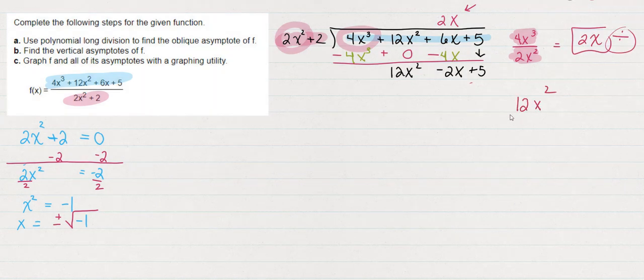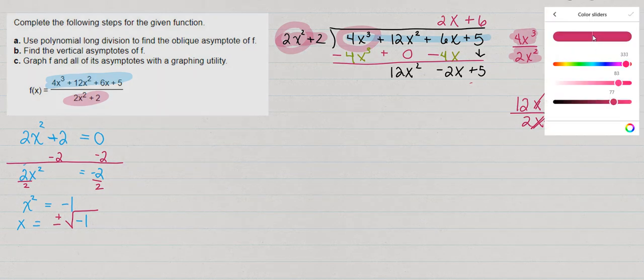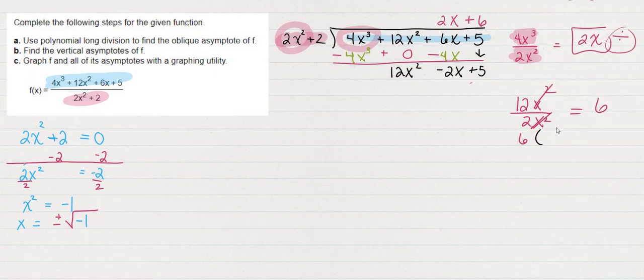Now I'm ready to start over, and I've got 12x squared divided by 2x squared. 2 goes into 12 6 times. X squared over x squared is 1, so I get 6. So the next part of my quotient will be plus 6. Multiply the 6 times the divisor. So in other words, distribute the 6 to 2x squared plus 2, and that's going to give us 12x squared plus 12.